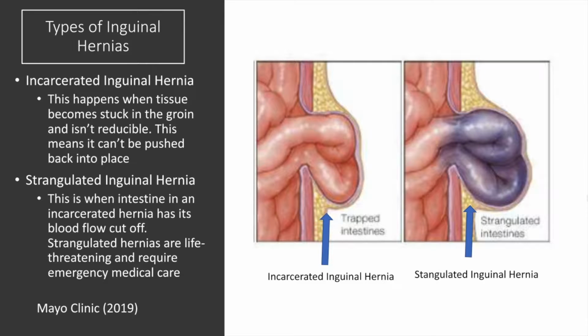The last 2 types of inguinal hernias. The first is incarcerated inguinal hernia, and this happens when the tissue becomes stuck in the groin and isn't reducible. This means it can't be pushed back into place. And the next step of that is the strangulated hernia, when the incarcerated hernia has its blood flow cut off. And this can be very life-threatening and require a medical emergency.